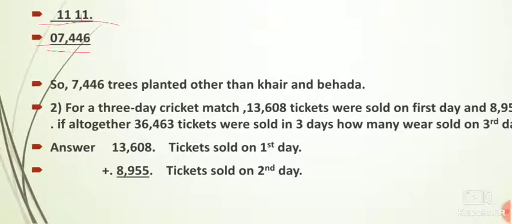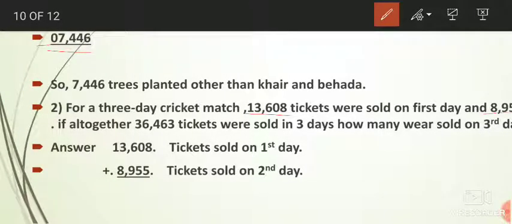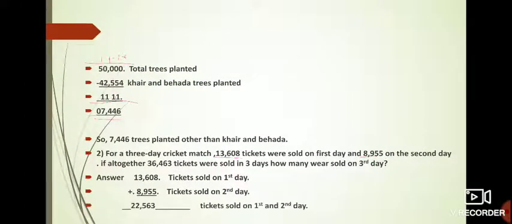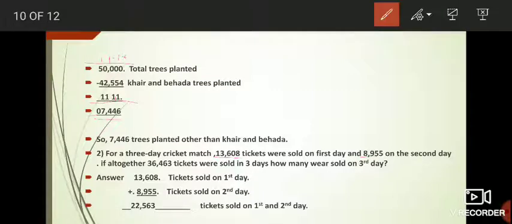Okay. Now here, like that only, the same example. First of all, add these two small numbers, that is the tickets sold on the first day and second day. Do the addition: 13,608 plus 8,955. After addition we will get 22,563, meaning tickets sold on the first and second day, and the total number of tickets sold in 3 days is 36,463. So here we have to find how many tickets were sold on the third day, students. So subtract this sum from the total number of tickets.